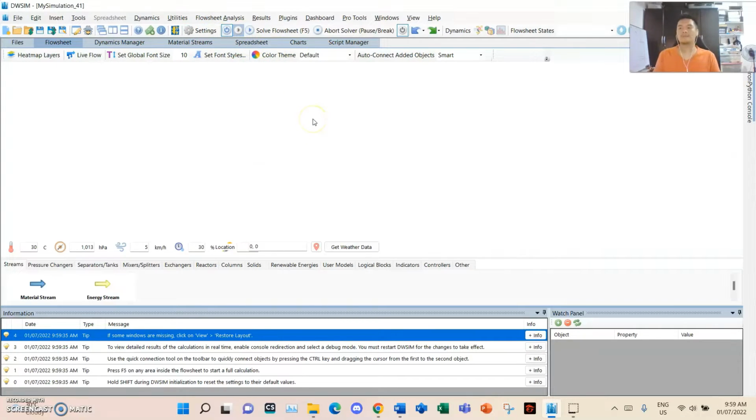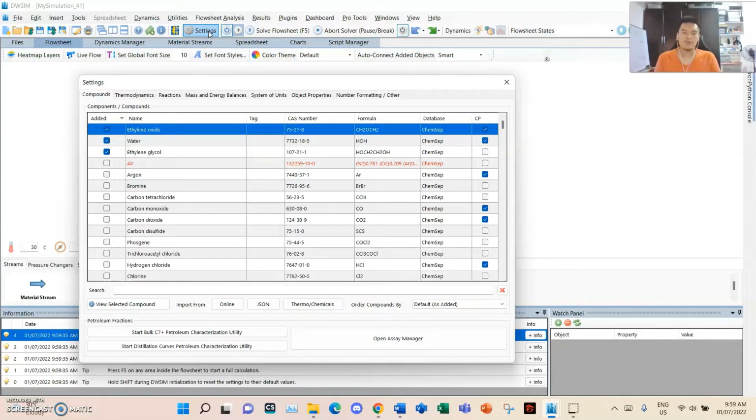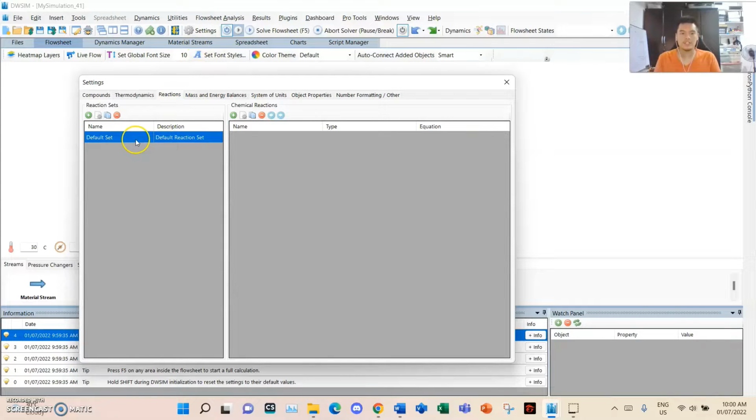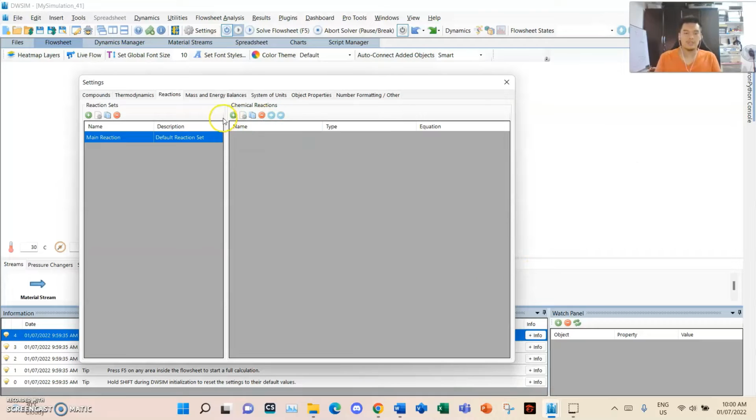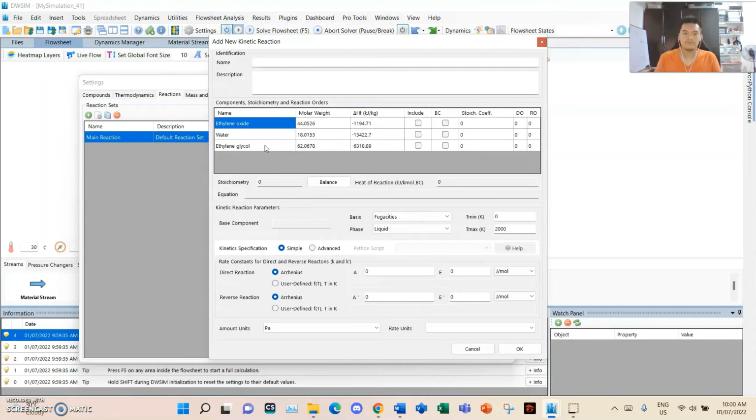With regards to my past videos, there were no reactions done there. However, in this problem, there is a reaction that we need to specify and configure. So we go back to settings and go here to reactions, and this is the default reaction. So we'll need to rename this as main reaction. And what is our main reaction? So we need to add here the chemical reactions and click kinetics since we're given kinetic data.